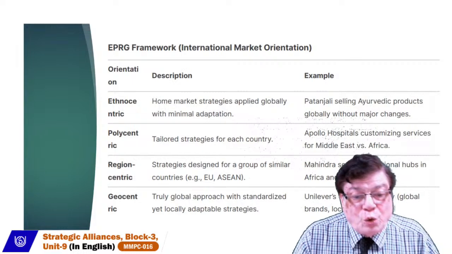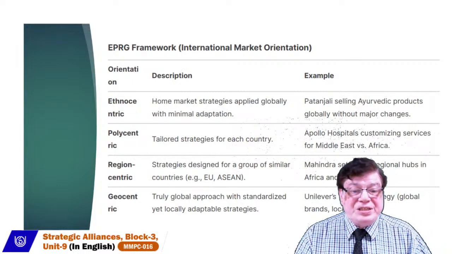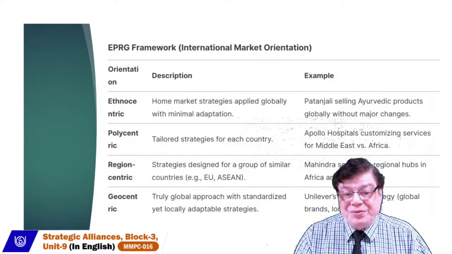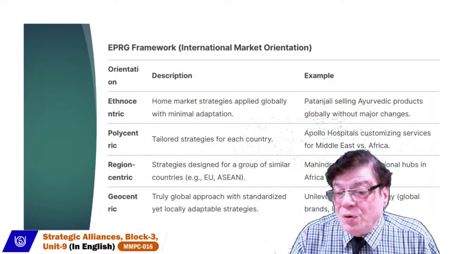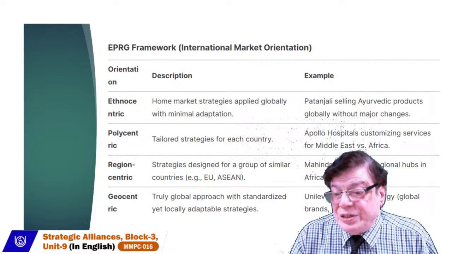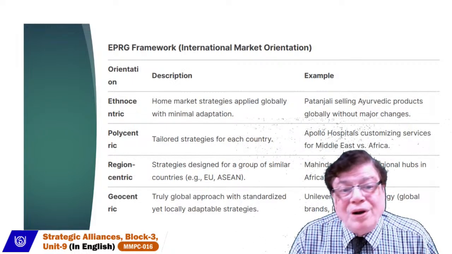Then geocentric: a truly global approach with standardized yet locally adaptable strategies. Unilever, Hindustan Lever, Unilever. Global strategy, global brands, local flavors.